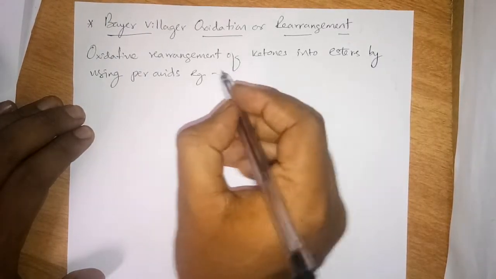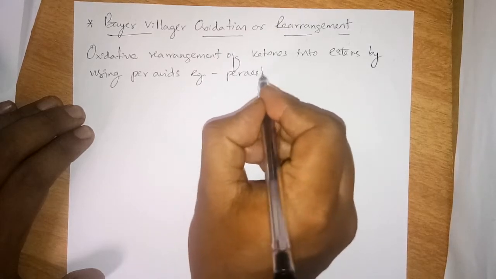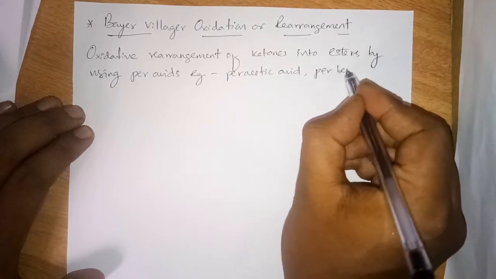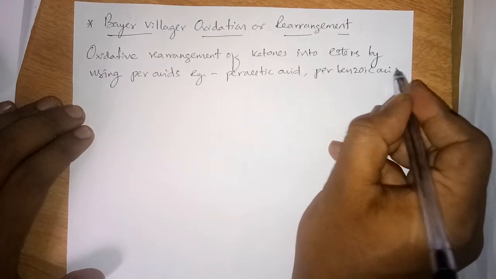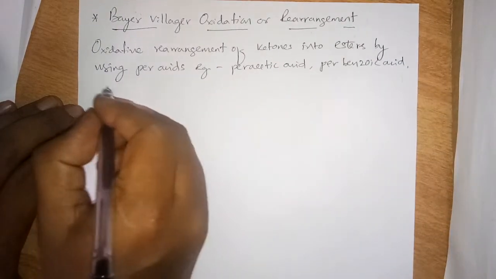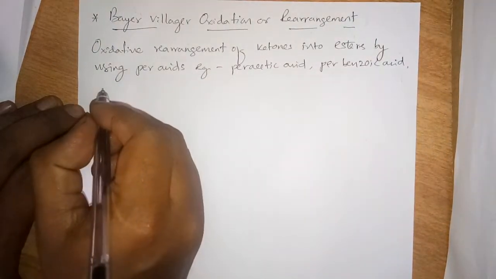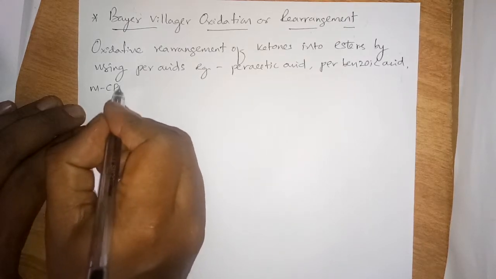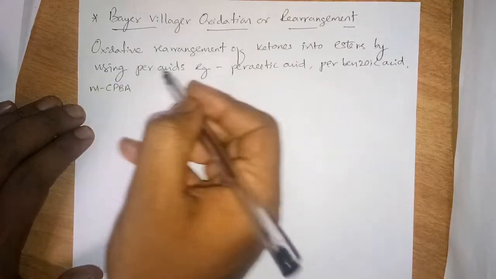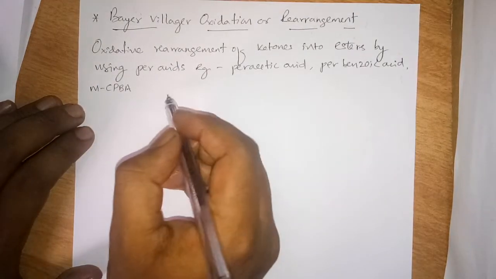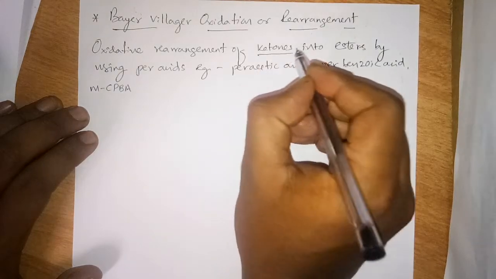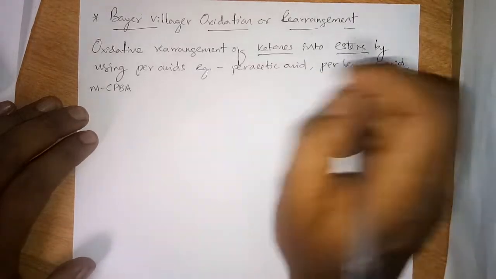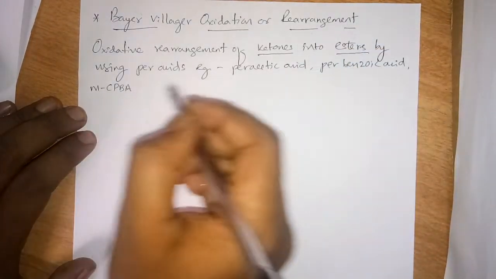Example: peracetic acid, perbenzoic acid, or we can use metachloroperbenzoic acid. In short form, it's called mCPBA, and so on. So what we can do is convert ketones into esters by using peracetic acid or perbenzoic acid or metachloroperbenzoic acid.